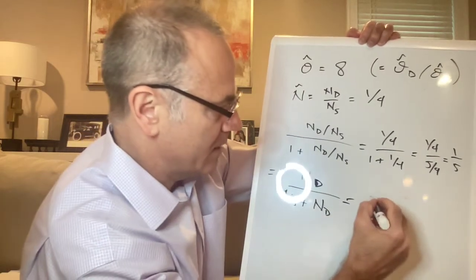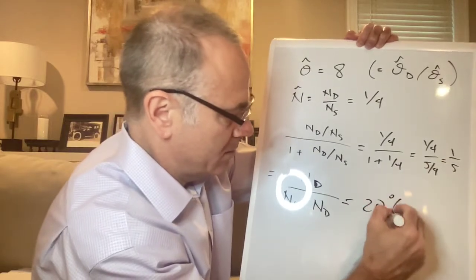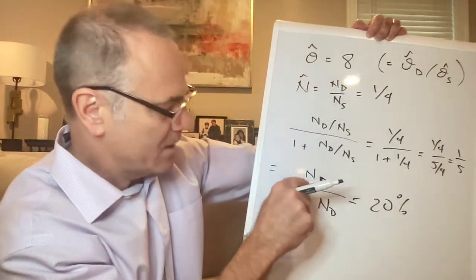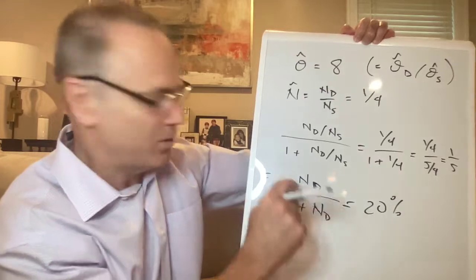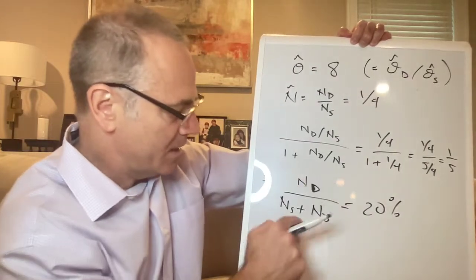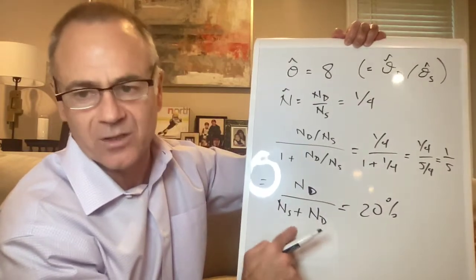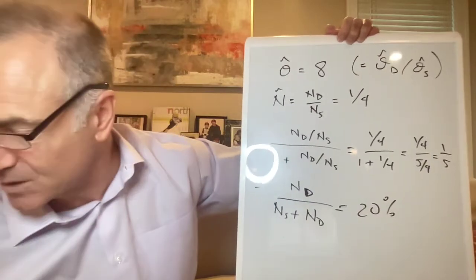And so that's got to equal about 20%. So that's the proportion of total drunk drivers as a proportion of the total drivers. So that's going to be about 20%. That's what they get.